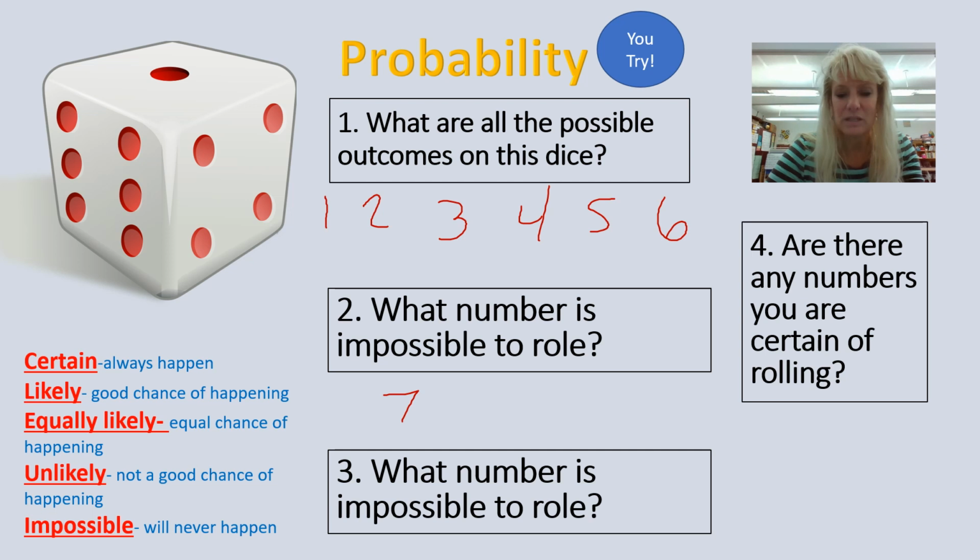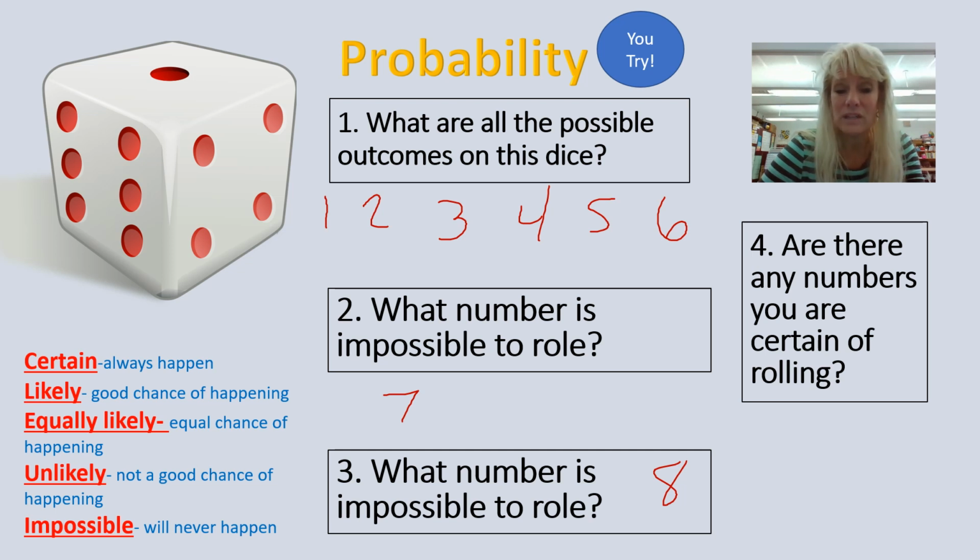And what number is impossible to roll? I asked it twice. So I'm going to stick another one on here that would probably be an 8 would be impossible to roll as well. And are there any numbers we're actually certain of rolling?